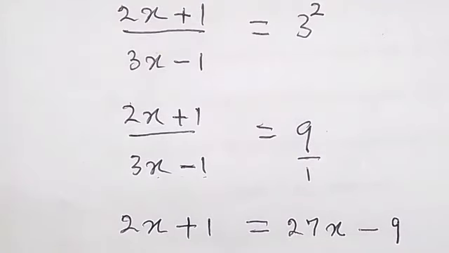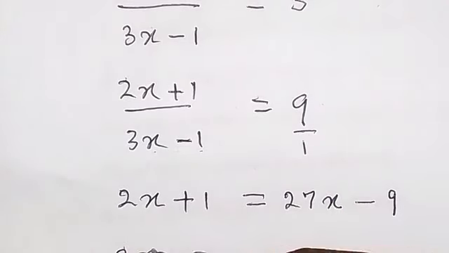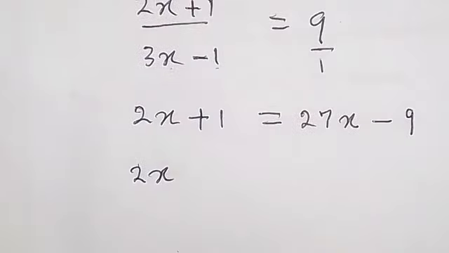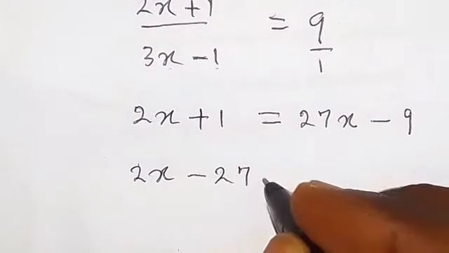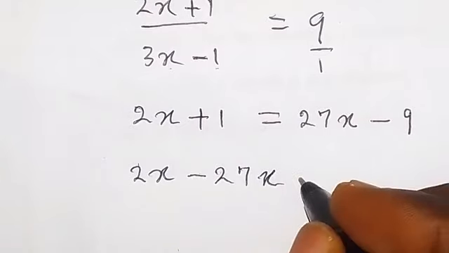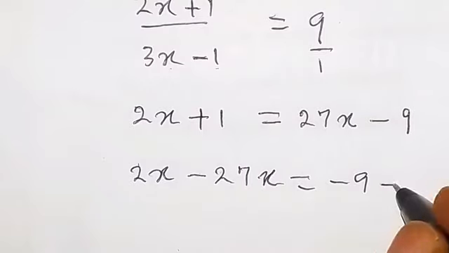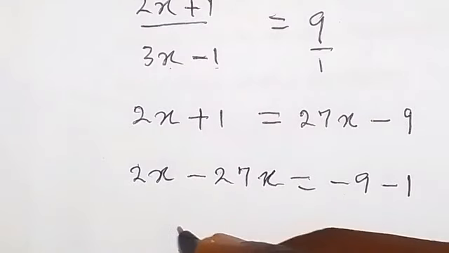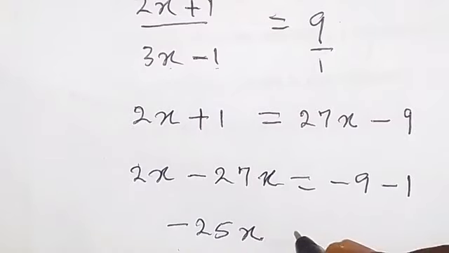So let's collect the like terms now. We have x to one side. We have 2x here already. Then bring 27x, which becomes minus 27x, equals minus 9. Then take 1 there, which becomes minus 1. So here we have minus 25x, which equals minus 10.